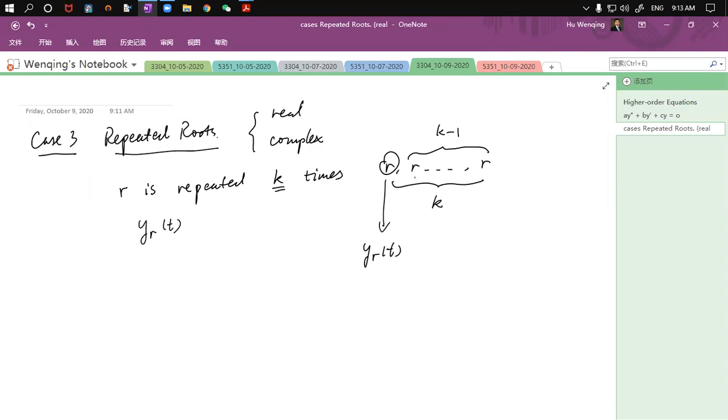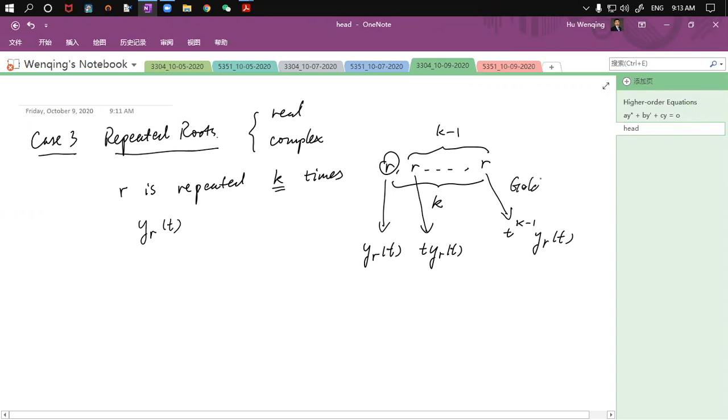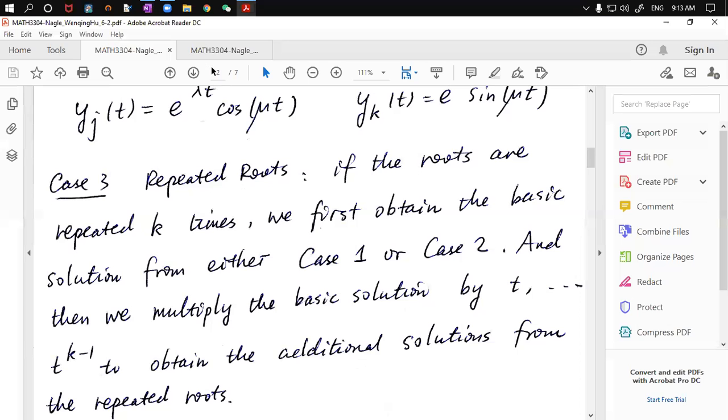So what about the others? For those, you're going to use the golden principle: t times y_r of t. And then you continue doing that, raising the power until t to the power of k minus 1 times y_r of t. So do not hesitate to multiply by t's, because we're going to use the golden principle. That's going to be the principle here.